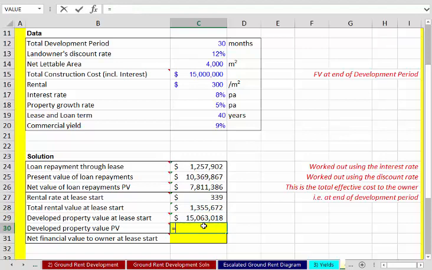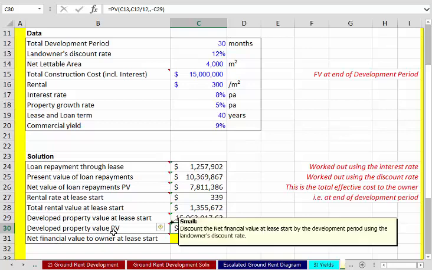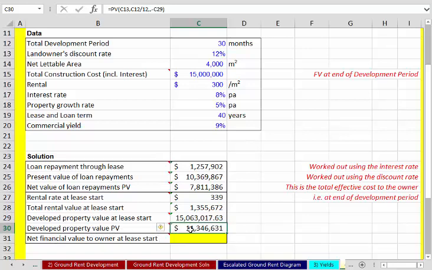We're going to present value that back, and I'll do the shorthand way just to demonstrate how it works as well. The rate is going to be the developer's rate. The number of periods is the 30 divided by 12. Two commas to get to the future value. Put in a minus, do that. That gives us $11.346 million. And so the developed property value, present value, to the landowner, because it's worked out in terms of their rate of return, is $11.346 million.